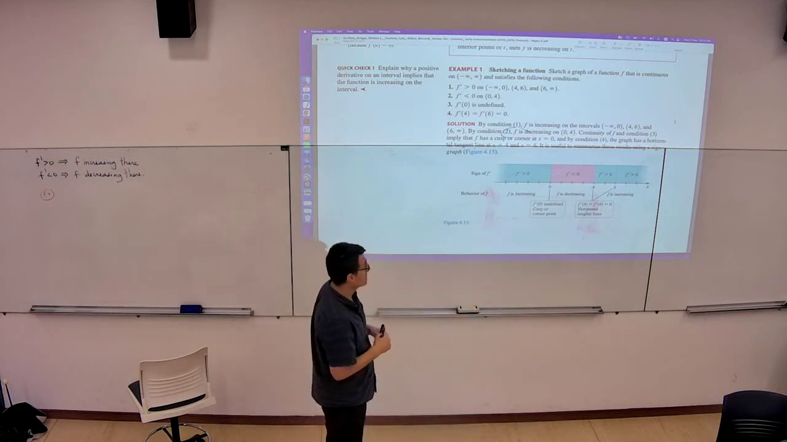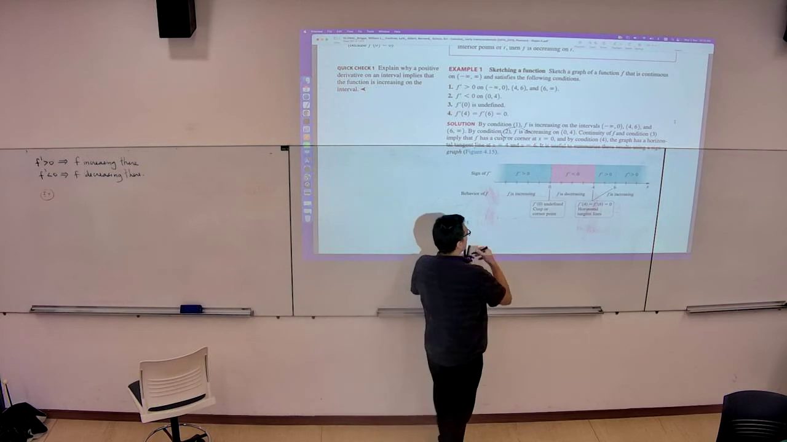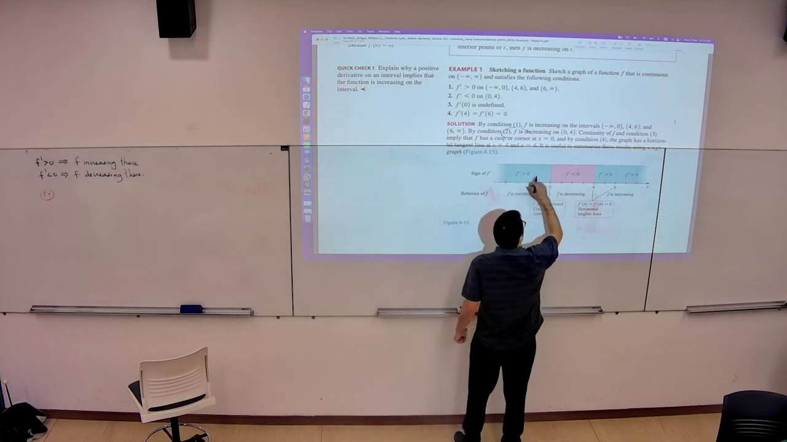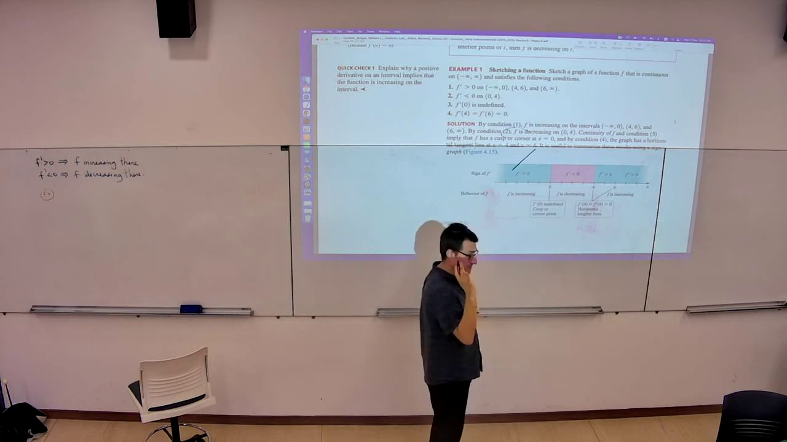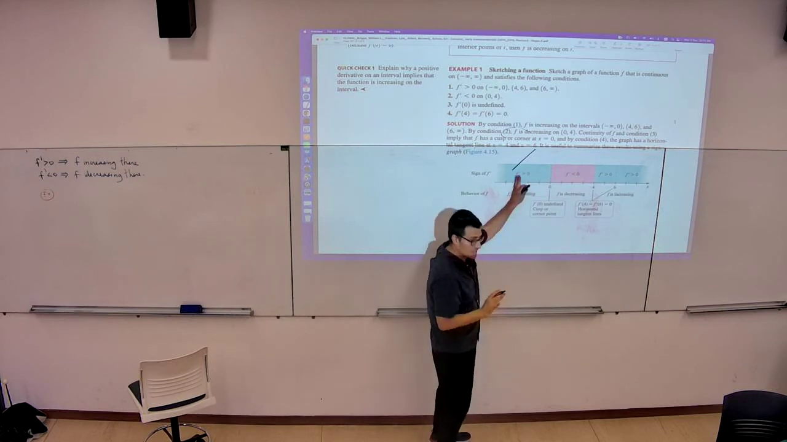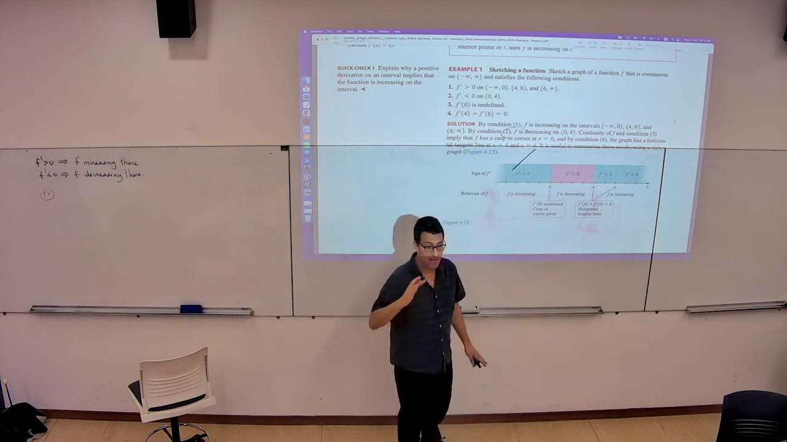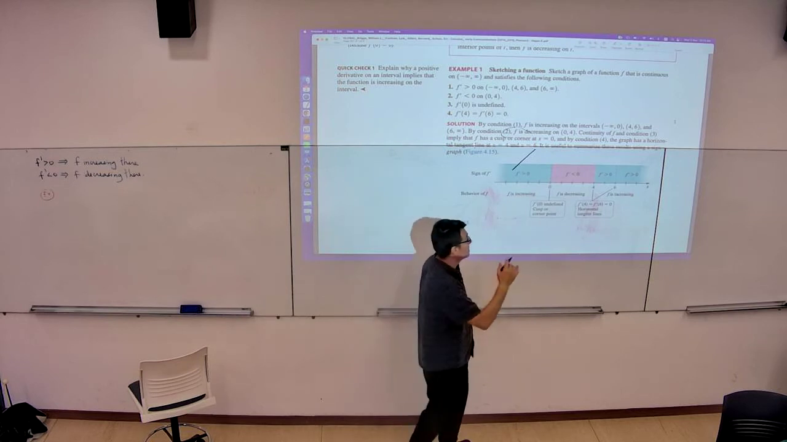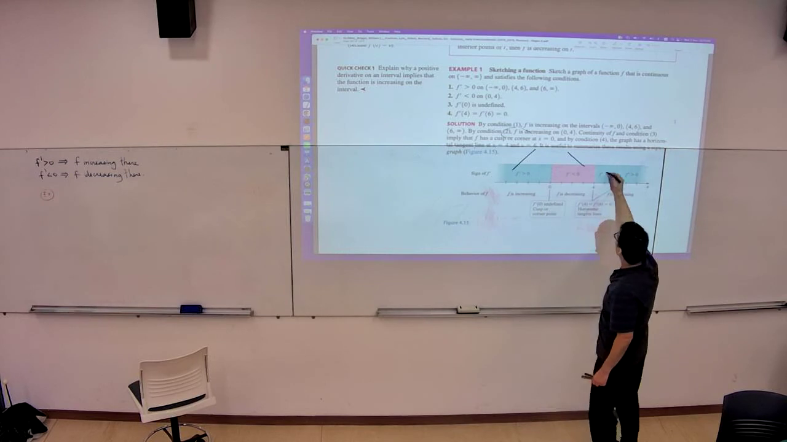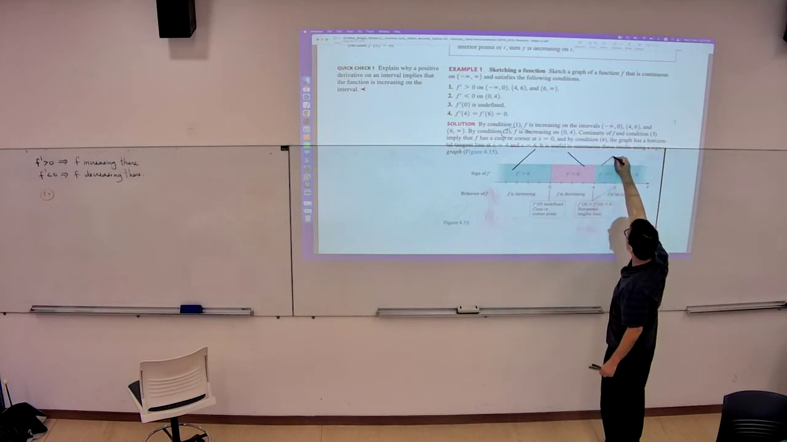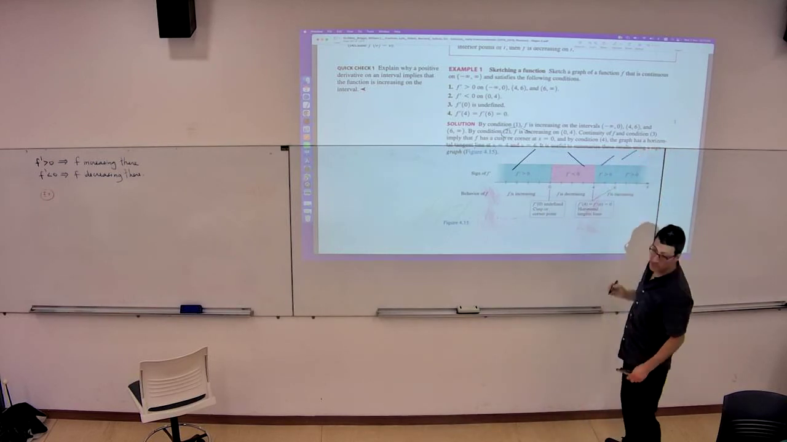The first thing I'm going to do: if the derivative is positive, I'm going to draw a line which is increasing. That doesn't mean that the function is a line; the behavior of the function is increasing there. F prime negative means the function must be decreasing there. And here, from 4 to 6, the function must be increasing as well.